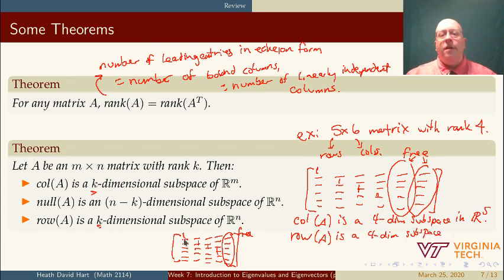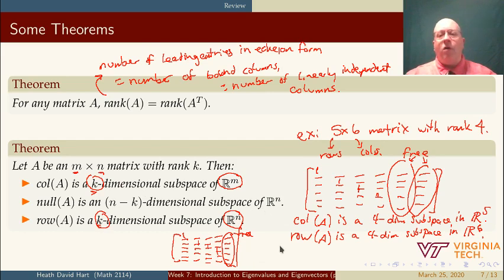But the row space will be made up of these vectors, and these vectors have 6 numbers in them. And so it won't be a 4-dimensional subspace in R5, it will be a 4-dimensional subspace in R6. And so while column space and row space are both 4-dimensional in our example, the column space is in R5 and the row space is in R6.